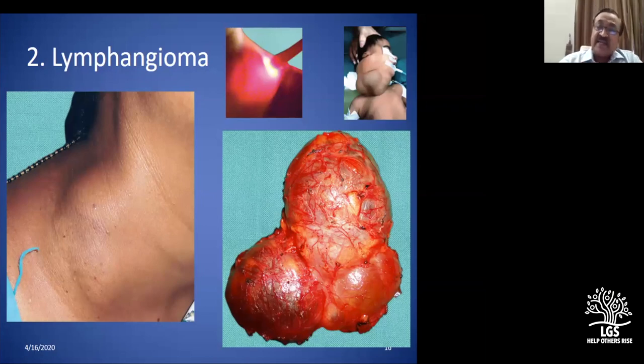It comes out nicely. One of the commonly asked questions: does lymphangioma transform into malignancy? Like we have neurofibroma, neurofibrosarcoma, lipoma, liposarcoma. Lymphangioma does not turn into lymphangiosarcoma. Post-mastectomy lymphedema is a different issue, which can turn into sarcoma.